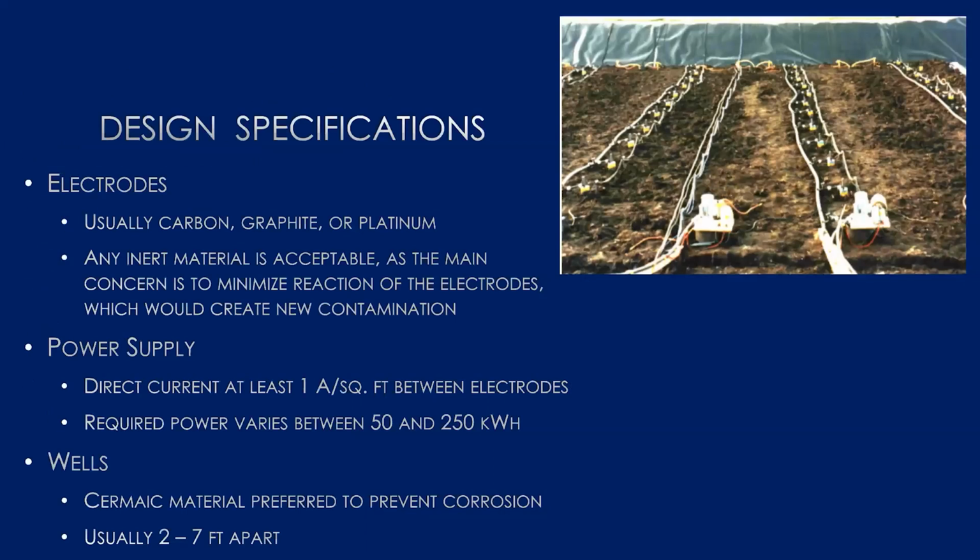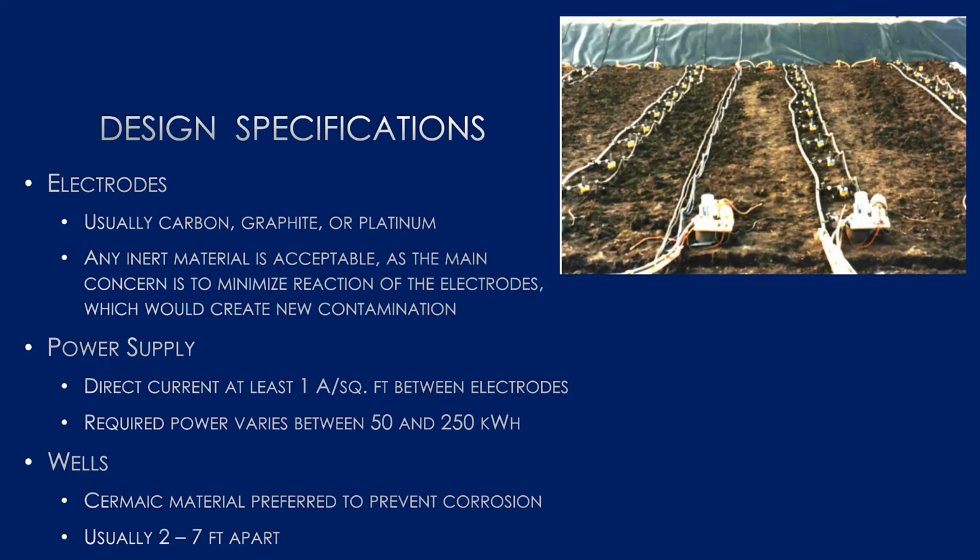When designing an electrolytic system, there are a few important parameters to consider. The electrodes are typically made from carbon, graphite, or platinum. However, any inert material is acceptable for this because the key to the design is to minimize reactions at the electrode. Because if the electrode plates reacted, they would just create more pollution. The power supply should use direct current, as previously mentioned, and the current should be at least 1 amp per square foot between the electrodes.